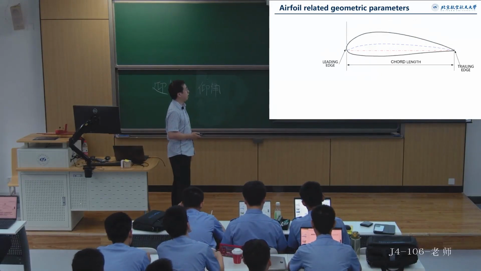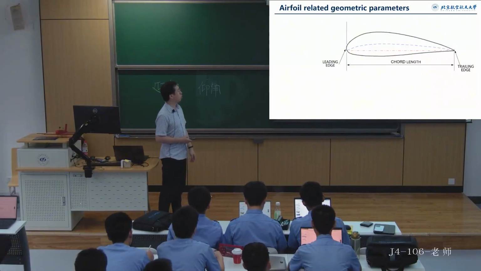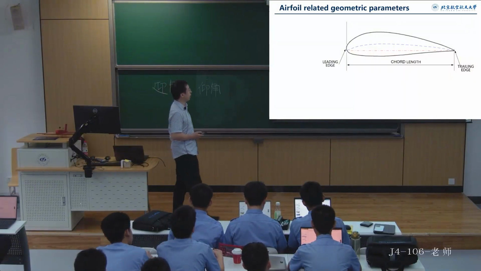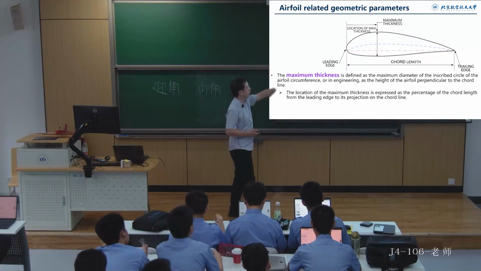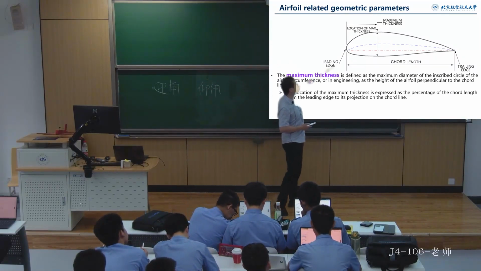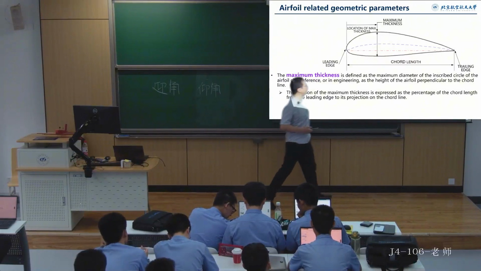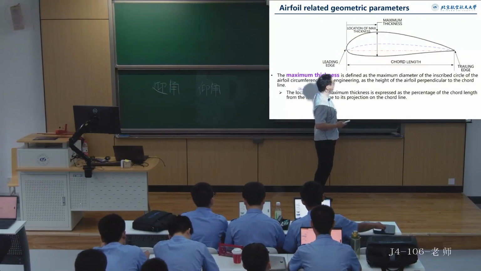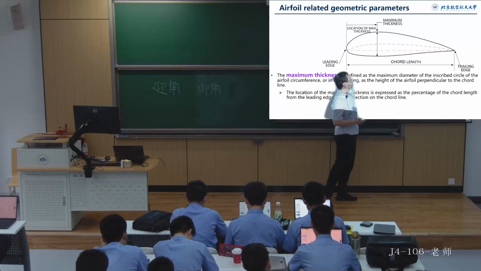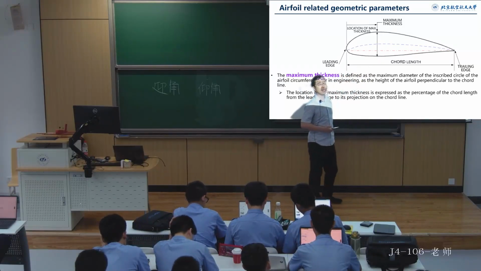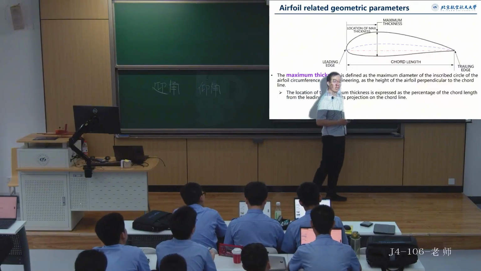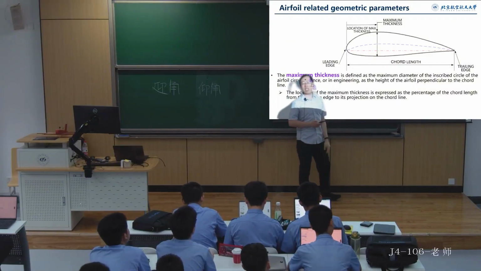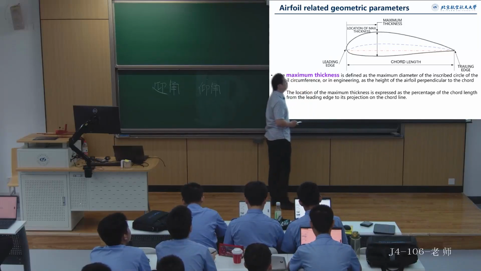Additionally, we have a definition for thickness. What is thickness? Thickness refers to the vertical distance between the upper and lower surfaces. This refers to a circle inscribed within the profile, corresponding to a diameter, which is called the thickness. The maximum thickness is the diameter of the largest such circle. Similarly, you can determine it by directly using the coordinate difference between the upper and lower surfaces. The position of the maximum thickness is used to represent it, and this is called the maximum thickness.